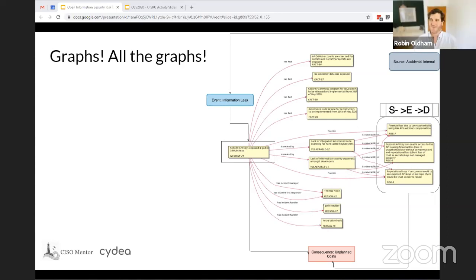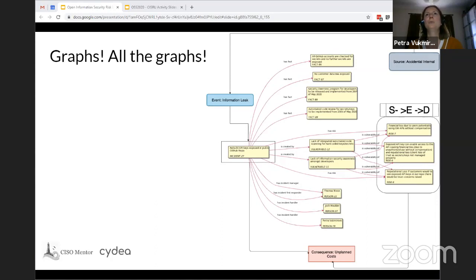Okay, and then we thought we could possibly link the consequence, which was an unplanned cost in this scenario because we had to divert resources from other sides. And we would link that to the incident itself. And we had the incident itself, which was actually an event.